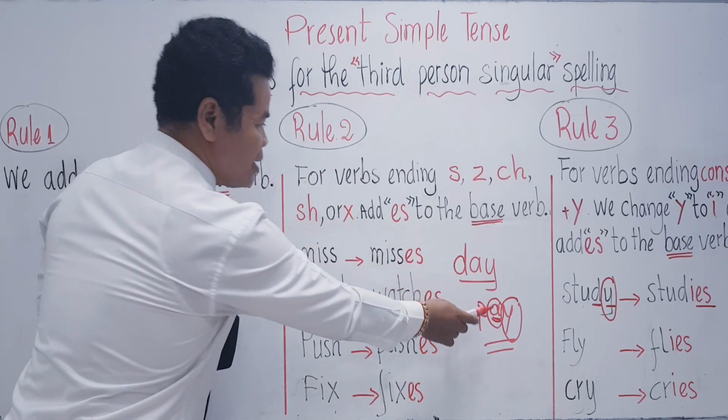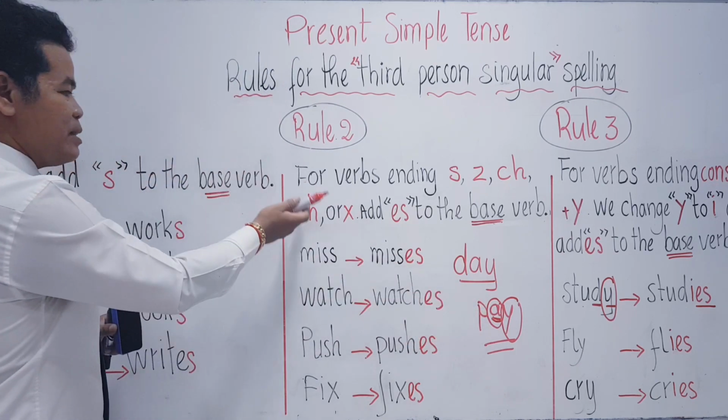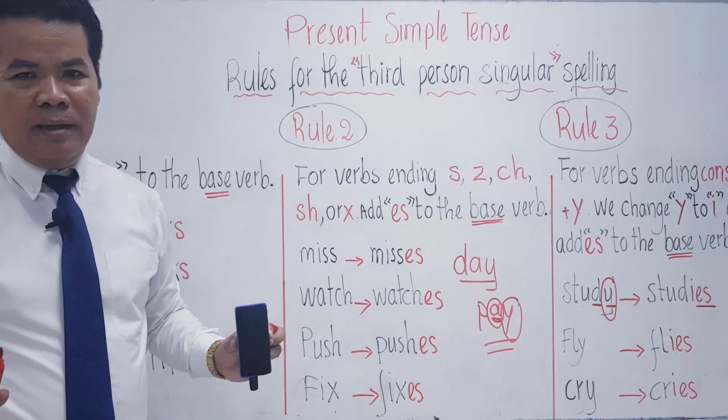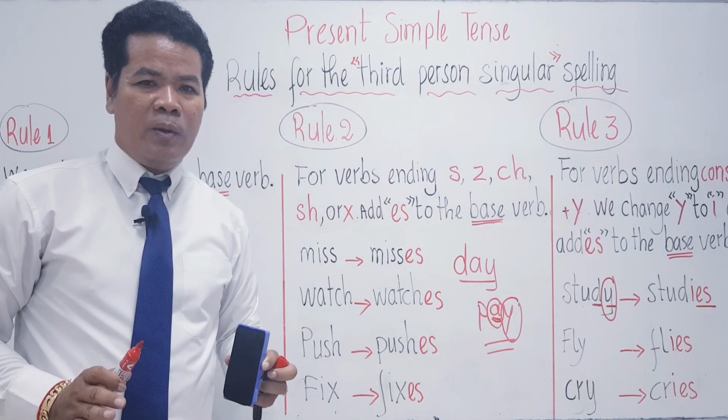Rule number 1 is like that. Rule number 2 is like that. And rule number 3 is like that. Do not mix it. Just make it clean.